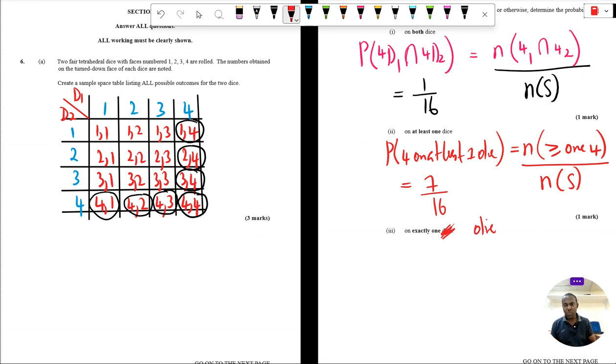So if we do this, we go back to our sample space table and we look at the number of outcomes where we get a 4 on exactly 1 die. And those events are already circled. Here we have 1, 2, 3, 4, 5, 6. And so therefore this gives us 6 over 16, which can be simplified to give 3 over 8.